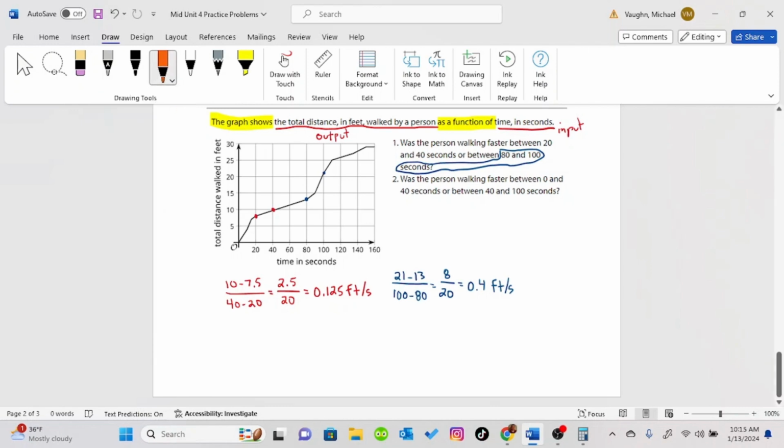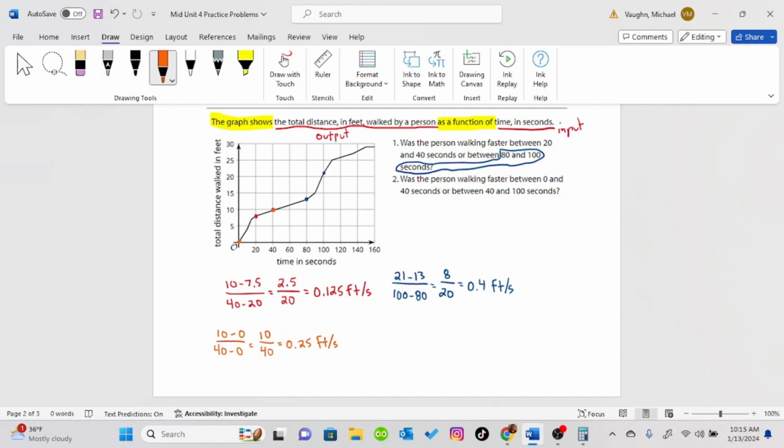Number 2. Was the person walking faster between 0 and 40 seconds? So from 0 up to 10, we would say 10 minus 0, and that's from 0 seconds to 40 seconds. So 40 minus 0, that's 10 over 40, which is 0.25 feet per second.